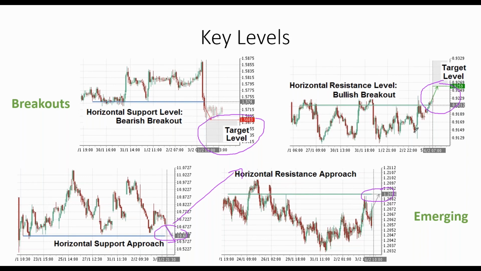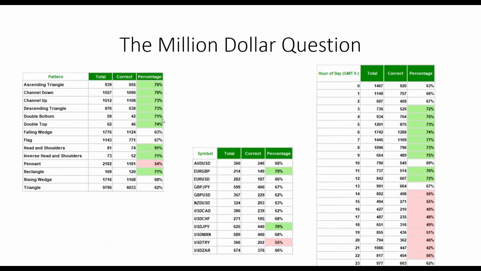We're independent of that. All we're looking at is true or false. Did it hit or didn't it hit? So let me switch to the stats. I've broken them down by 3 categories: by pattern, by symbol, and by hour of day, at GMT 0. These are really, really interesting statistics over the last 6 months.